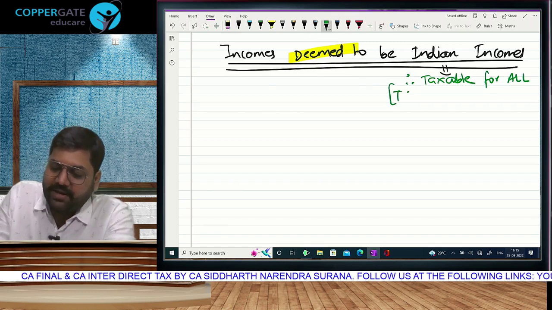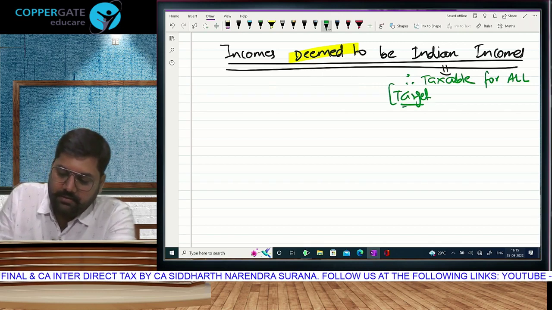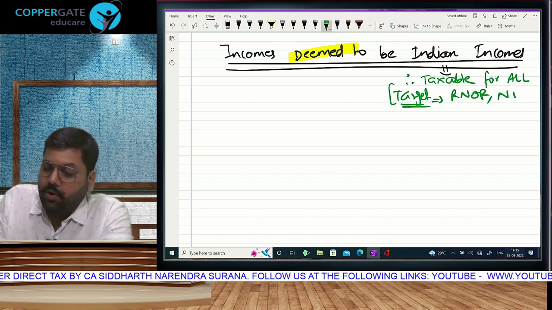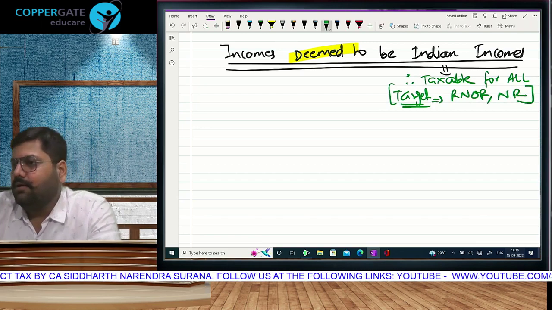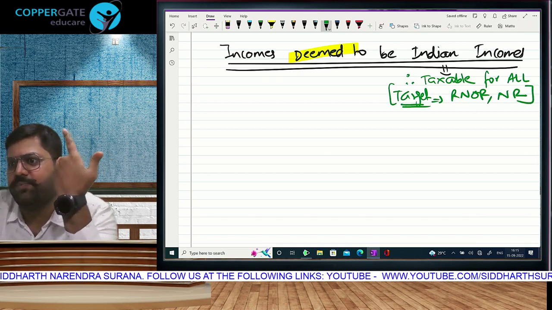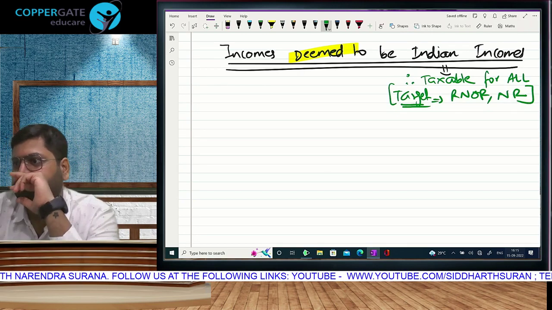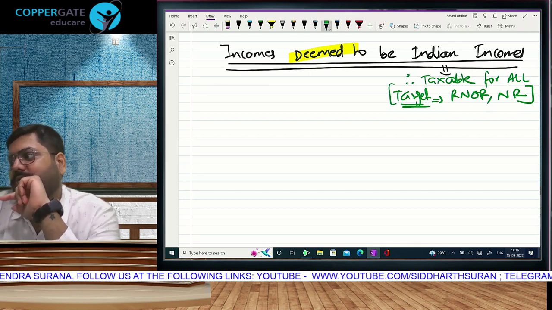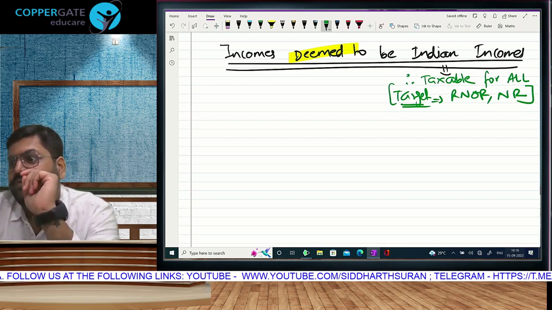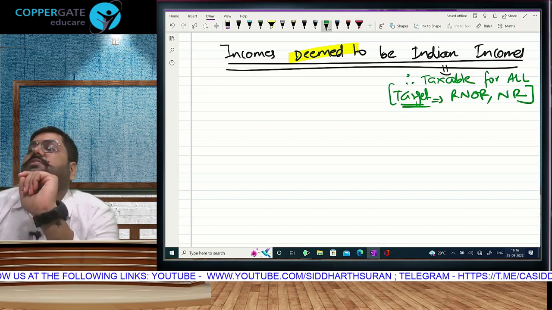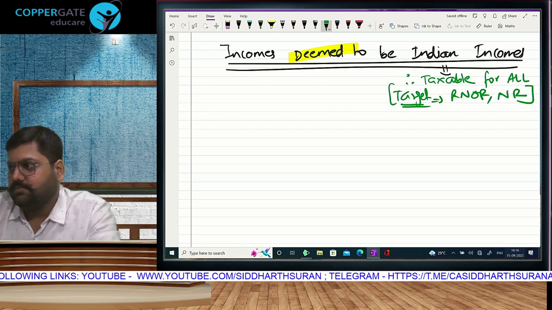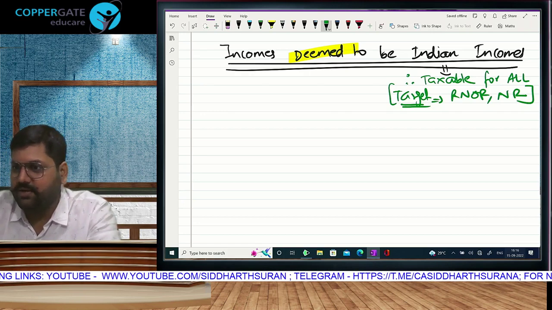Though our target is RNOR or NR. ROR is not our target. Had the assessee been Virat Kohli, he has to pay tax whether accrued in Dubai or in India. Target कौन है? RNOR. Target is NR. We are interested in the definition of Indian income only for them. Because assessee being ROR has to pay tax on everything.